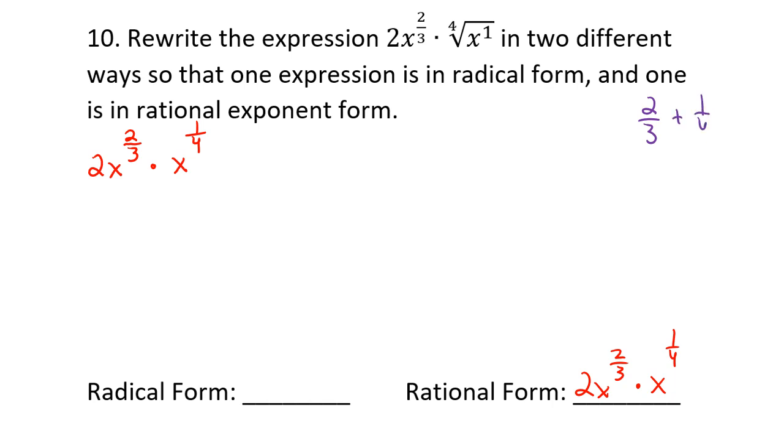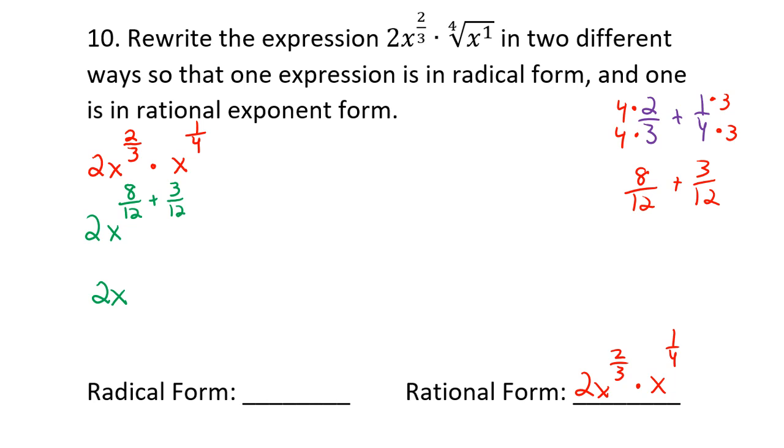2/3 plus 1/4. To make the denominator the same, I'm going to take the denominator of 3 and multiply it to the second fraction, top and bottom. I'm going to take the denominator of 4 and multiply it top and bottom to the first fraction. That's going to give me 8 over 12 plus 3 over 12. Those are the two fractions I'm going to add. So I have 2x to the 8 over 12 plus 3 over 12. Remember, you can only add or subtract fractions with like denominators. So now I'm going to have 2x, and then 8 plus 3 is 11 over 12.